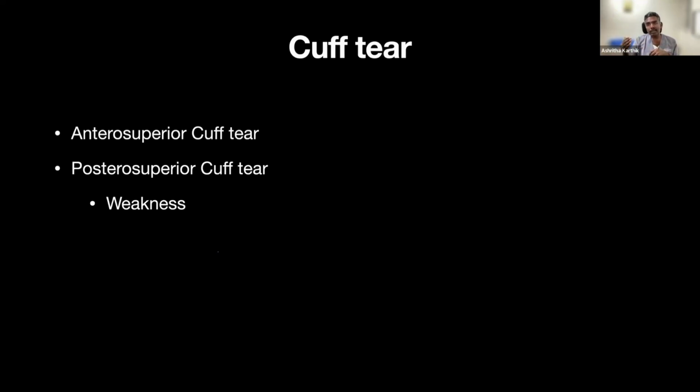Usually patients who have pain and weakness have an anterosuperior tear, which means supra and subscap, or they'll have supra and infra, a posterosuperior cuff tear. So these are things you need to keep in mind.